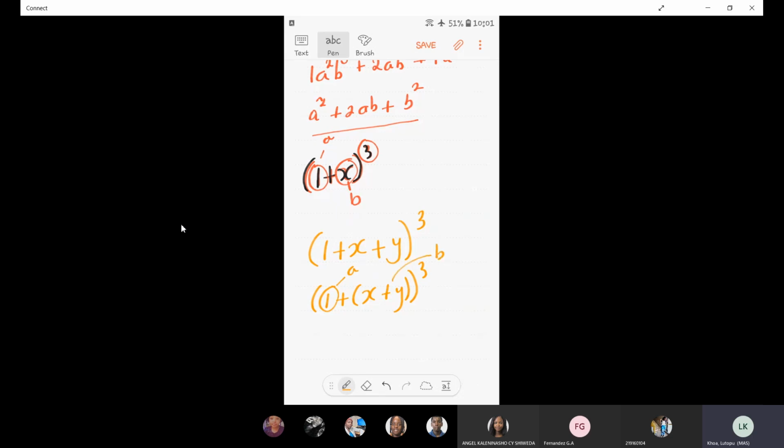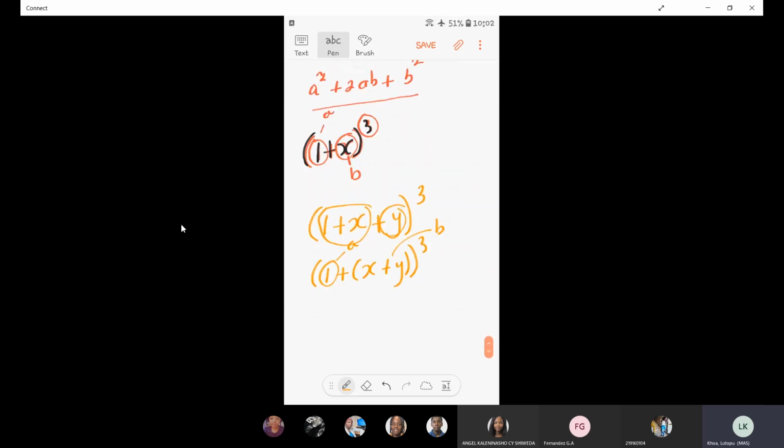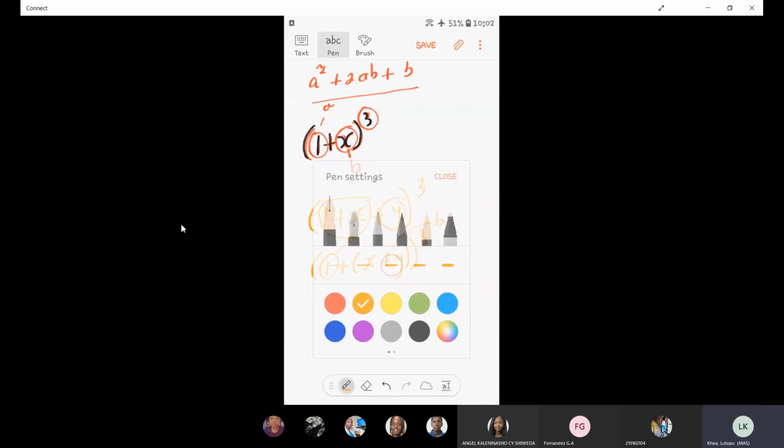Or I could say 1 plus x is my a, and y is my b. As long as it's 2 separate terms, then it's fine. So you can still use this in the test. When you see 3 or 4 terms, don't think it's no longer a binomial. You can rewrite it as a binomial.